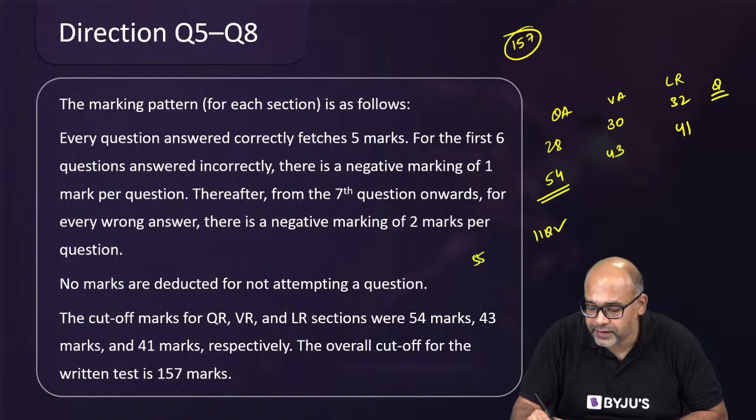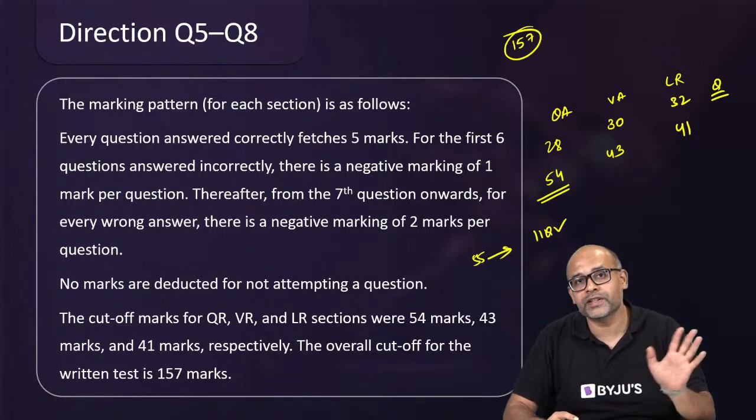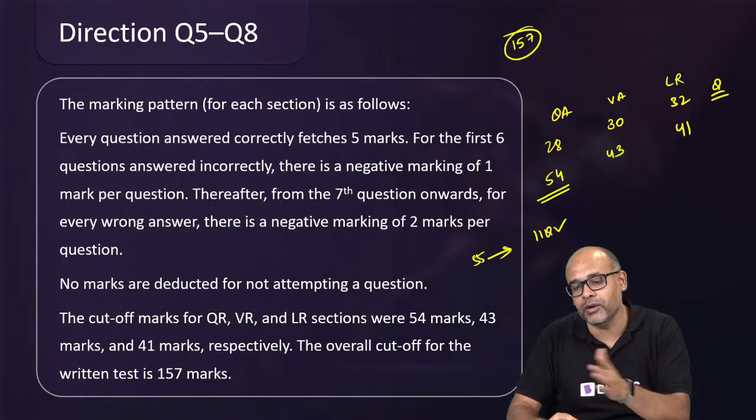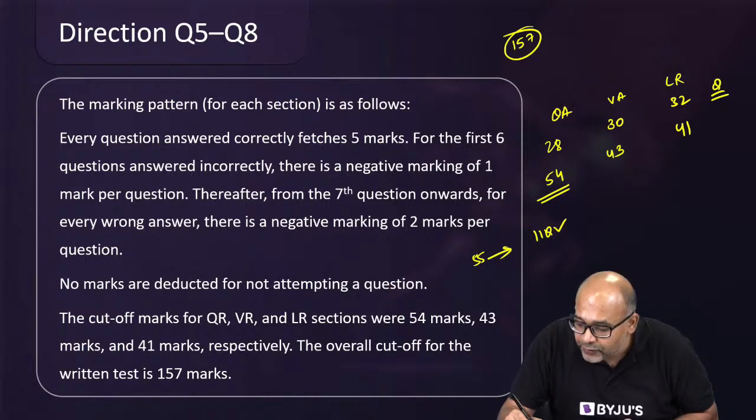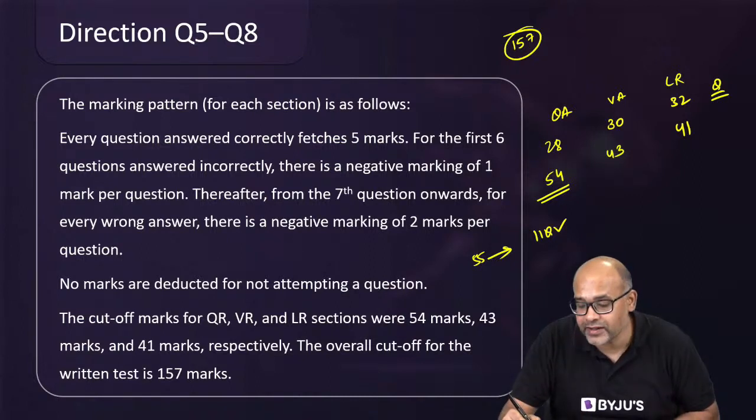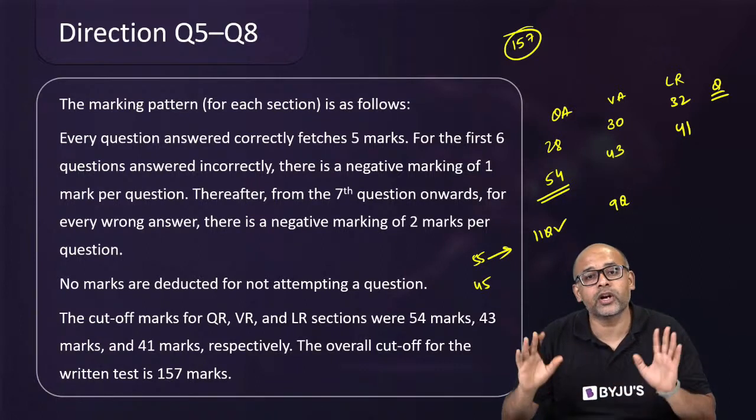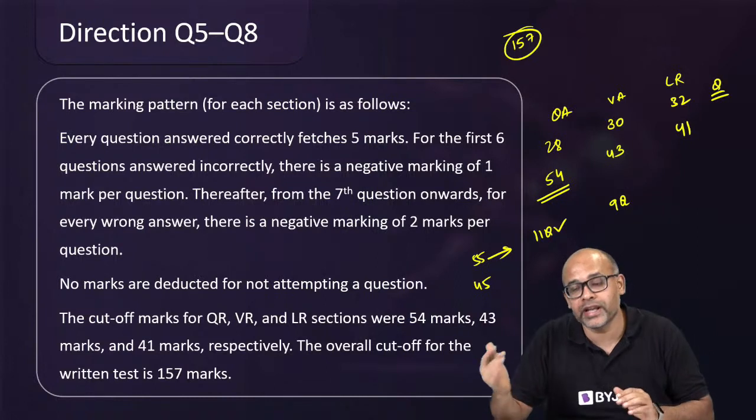I'll get 55 marks. 11 questions correct, I'll get 55 marks. My cutoff is cleared. I'll move to the next section. If I get 45, that is 9 questions correct. I'll get 45 marks. My sectional cutoff is cleared. I will move to the next section.